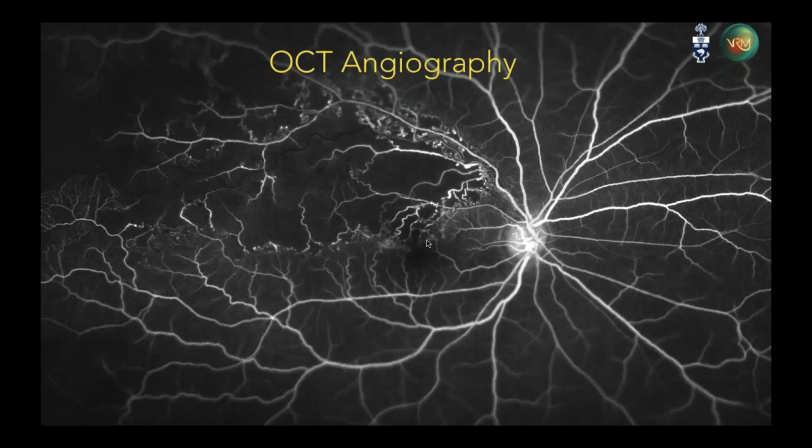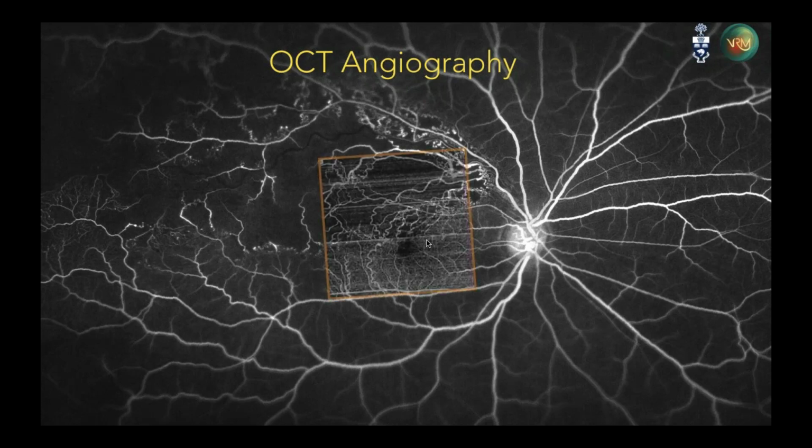So here's an example of a fluorescein angiogram, and you can see the non-perfusion in this patient that has a branch retinal vein occlusion. All the dark patches represent non-perfusion, and the OCT angiogram from the Triton shows the same thing. So the question really is going to become, do we still need fluorescein angiography?